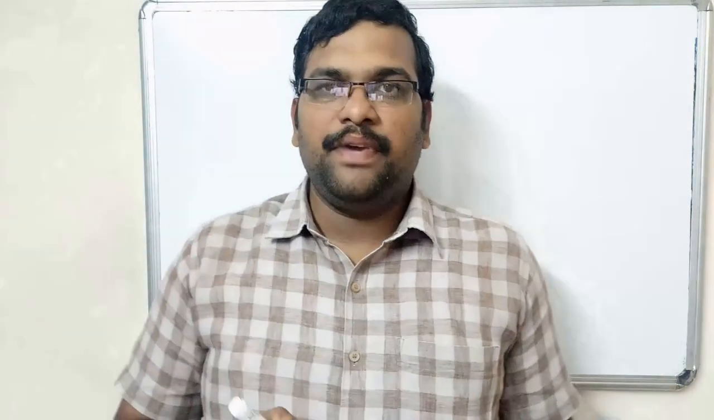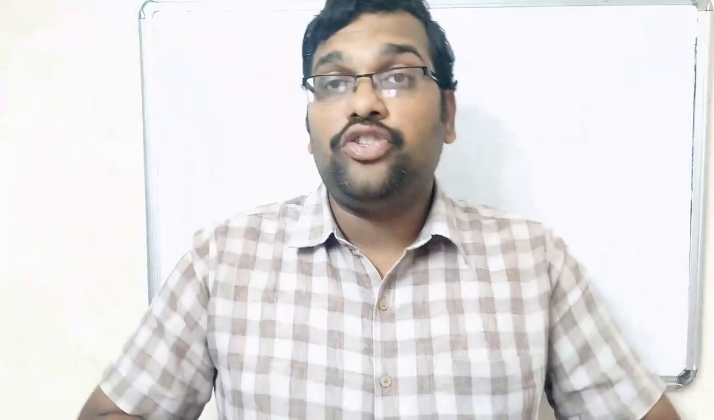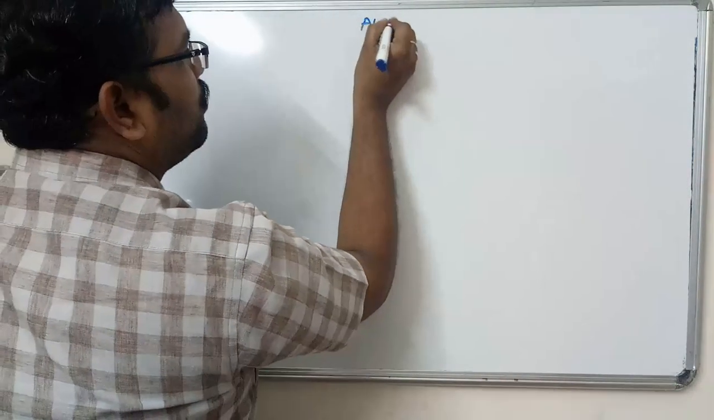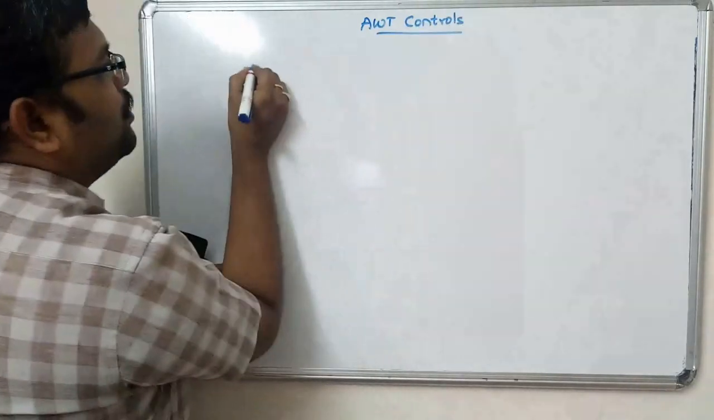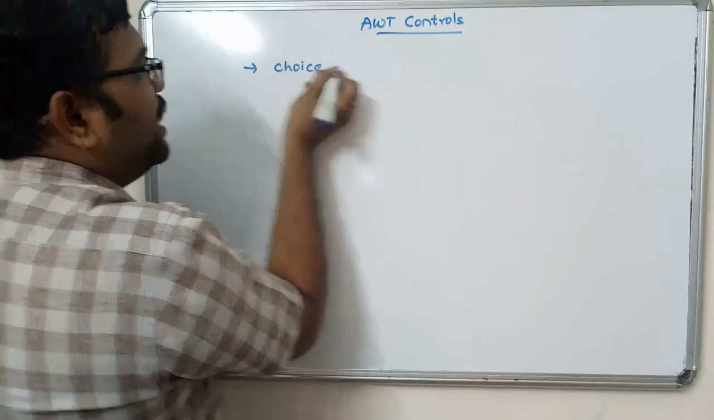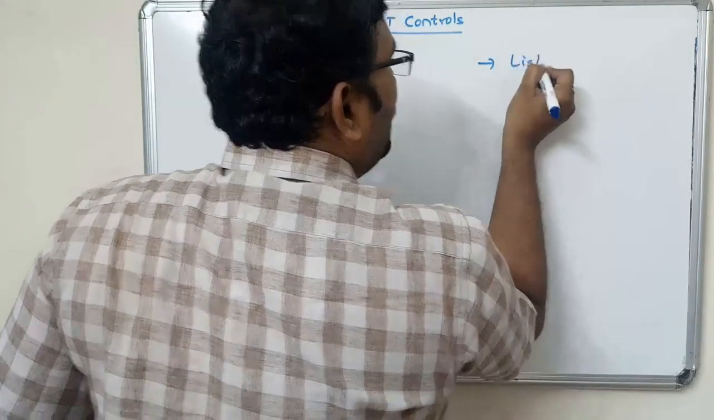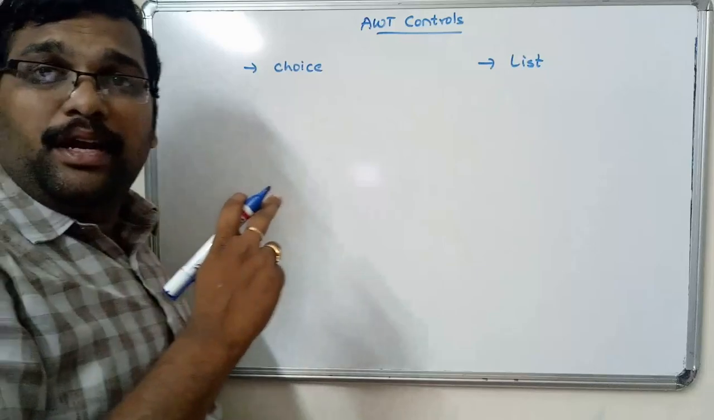In the previous sessions we have seen the AWT controls. In that we have already covered button, checkbox group, and label. In this session we will cover two more AWT controls, choice and list. So both are AWT controls.